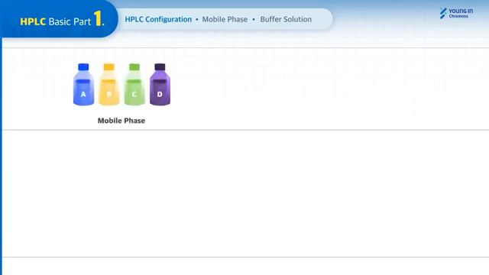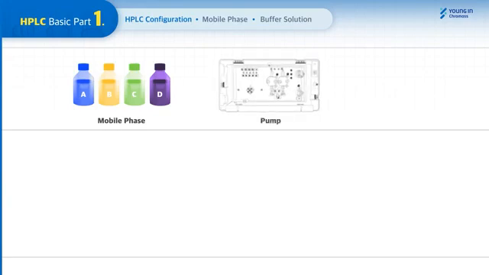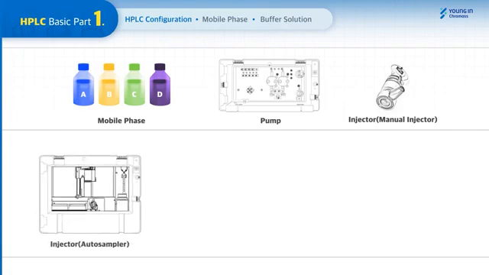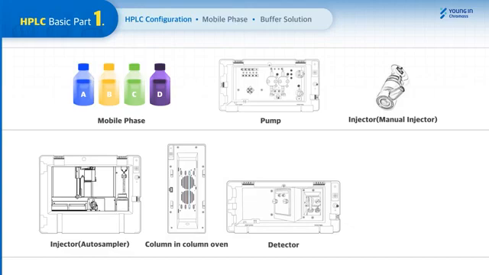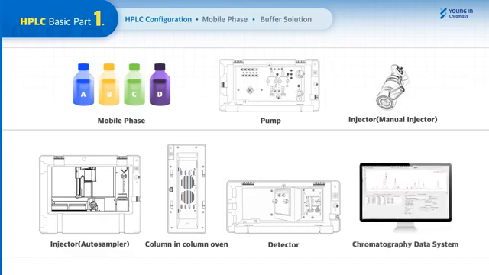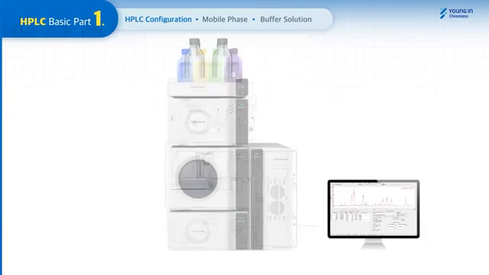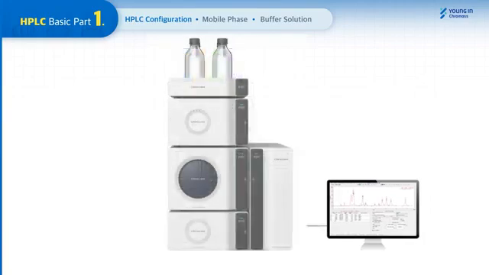Let's see how HPLC is configured. Generally, HPLC is configured with a mobile phase, a pump, which is also called a solvent delivery module, an injector, which can be either a manual injector or an autosampler, a column, a detector, and a CDS, chromatography data system. Once each module is configured into an HPLC system, we can show how the flow goes through an HPLC.